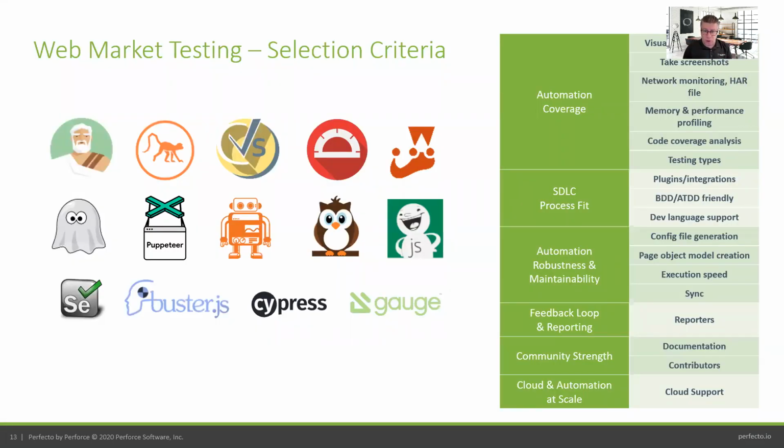When you're looking at the frameworks and the market, we talked about headless browsers, front-end frameworks like Cypress, and functional end-to-end testing like Selenium. You do want to have different considerations: automation coverage requirements, SDLC process fitness, automation robustness and maintainability, the reporting that these frameworks can support, the community strength behind them, and obviously execution at scale. We talked about developers and test engineers that care about fast feedback, execution at scale, and elasticity. These are also considerations that you want to take when you are picking and choosing between the many frameworks that are out there.